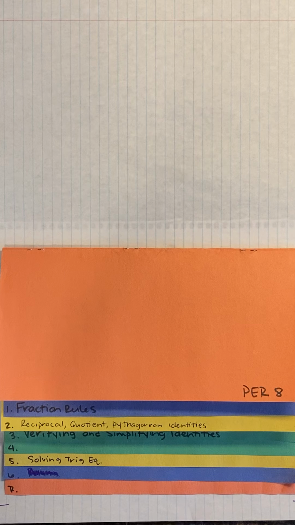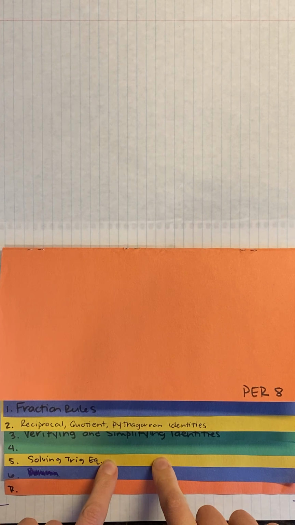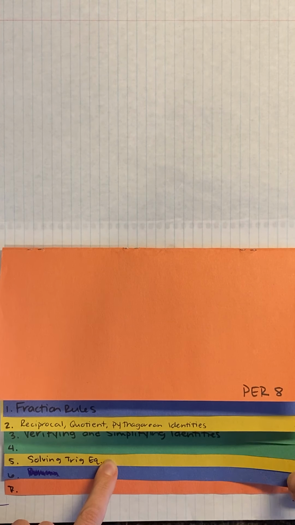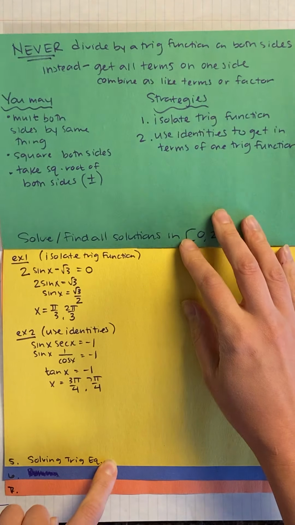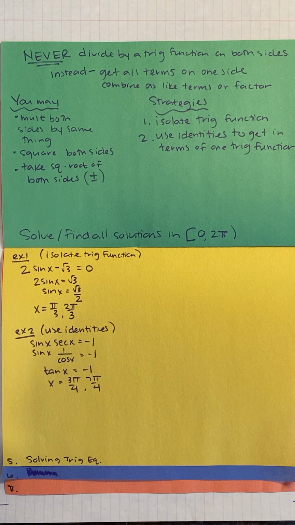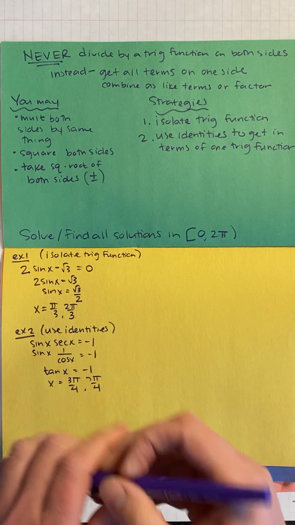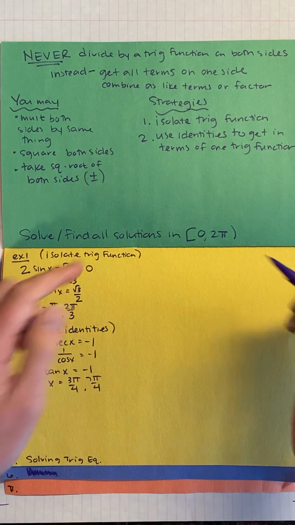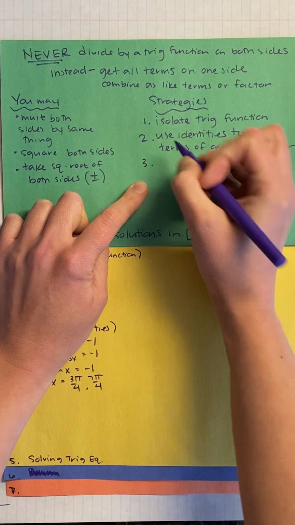Today we're going to be talking about continuing on with the fifth tab, solving trig equations. So if you want to open up to that, and again, if you don't have your flip notes, that's fine, not a big deal. But we're going to add on a new strategy. The strategy that we're going to talk about today is factoring.